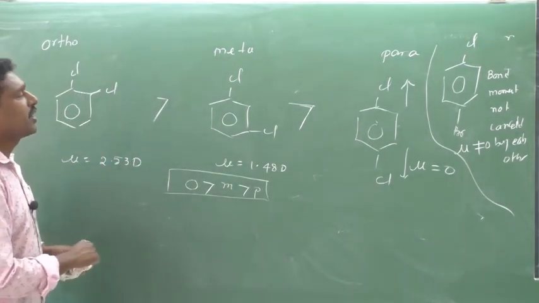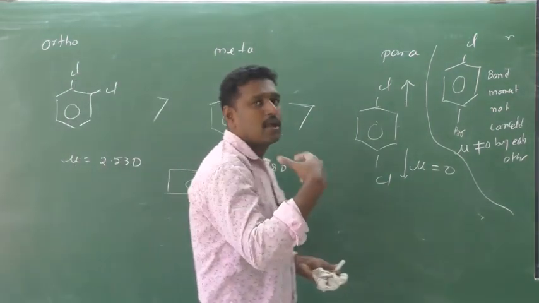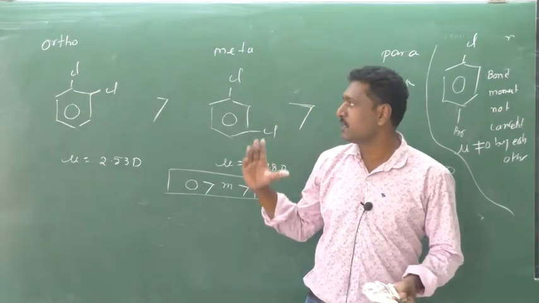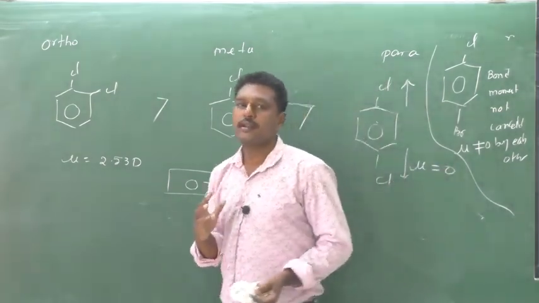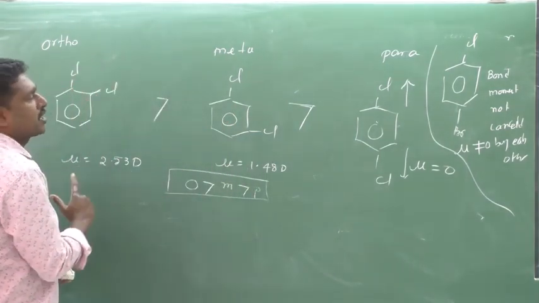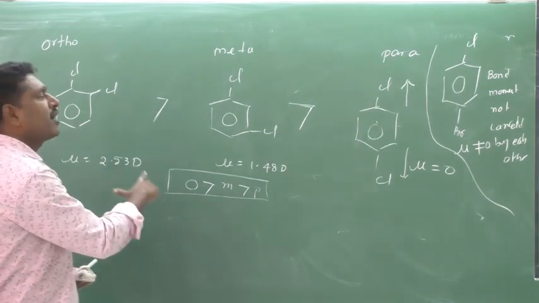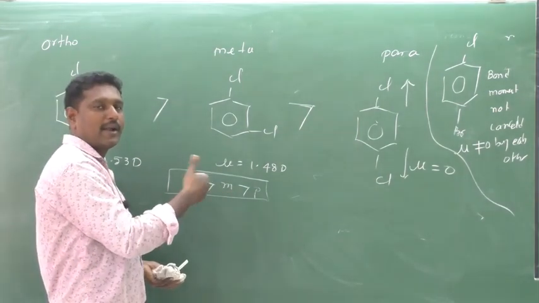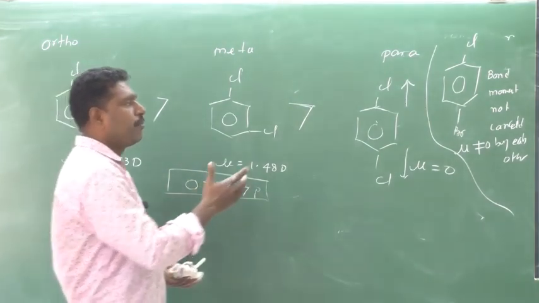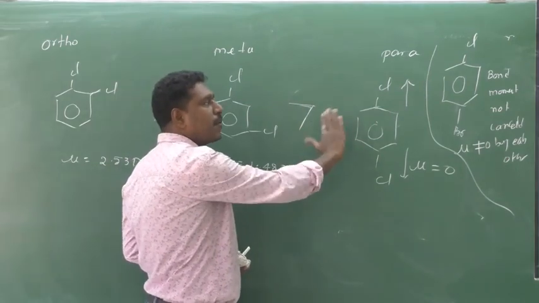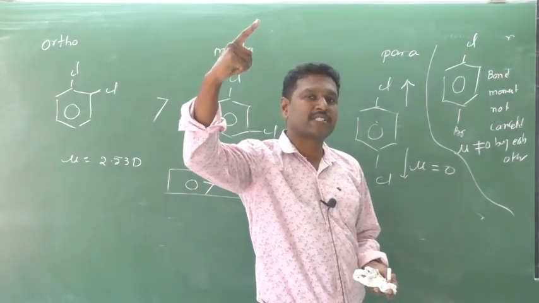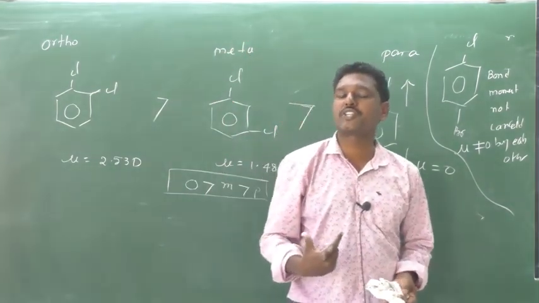Like this, we can confirm which one has more polarity and which one has less polarity by the dipole moment. Therefore, in the case of ortho, meta and para isomers, the ortho isomer has more dipole moment than meta and para. In the case of para, the bond moments are cancelled by each other and the net dipole moment is 0. Net dipole moment means in one direction plus 1, and in the opposite direction minus 1.